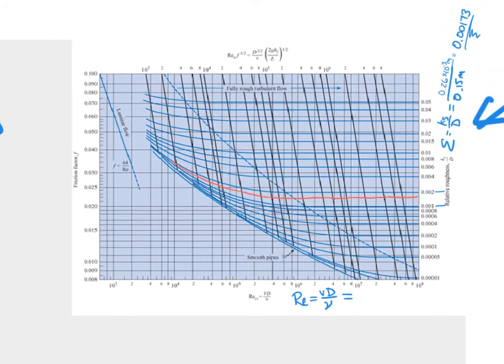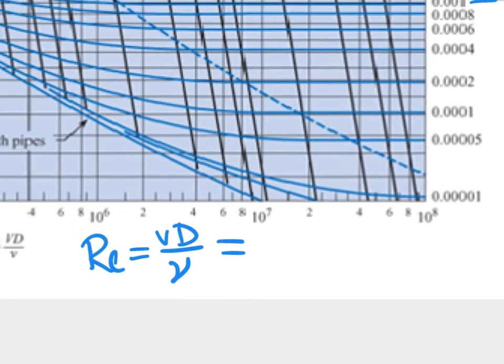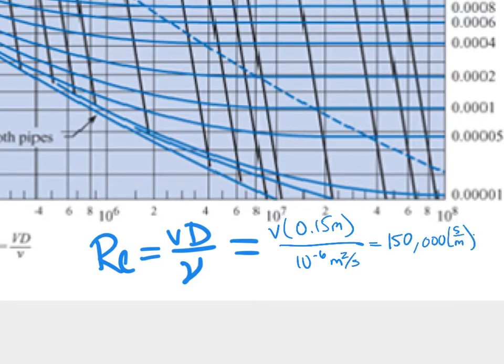All right, so we're going to be somewhere on that line, right? But we don't know where because we don't know this Reynolds number. So down here, we're going to go to this Reynolds number and simplify this as best we can. We don't know this velocity. We know the diameter is 0.15 meters, and the viscosity of water is 10 to the minus 6 meters squared per second, more or less. So our easy version of this equation is 150,000 seconds per meter times V.